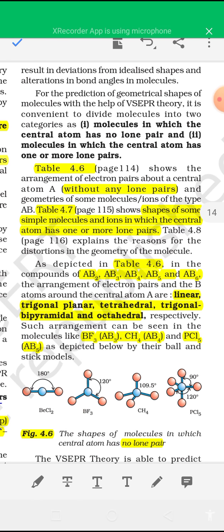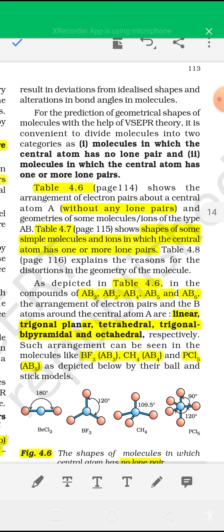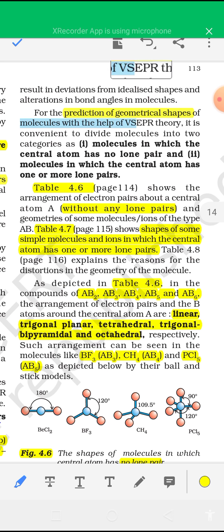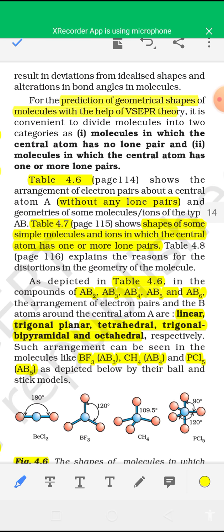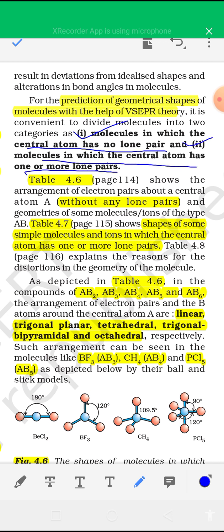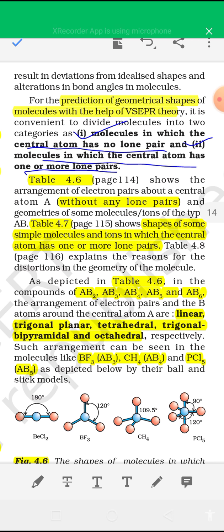Now see the prediction of the geometrical shape of molecules with the help of VSEPR theory. It is convenient to divide molecules into two categories. One is molecules in which the central atom has no lone pair of electrons, and the second type is molecules in which the central atom has one or more lone pairs of electrons. There are some covalent compounds without any lone pair on the central atom.